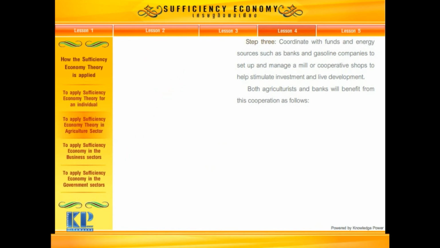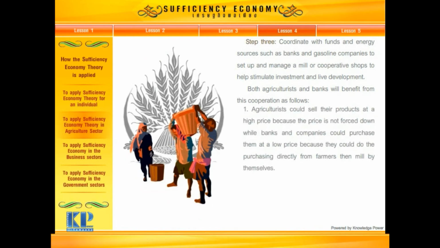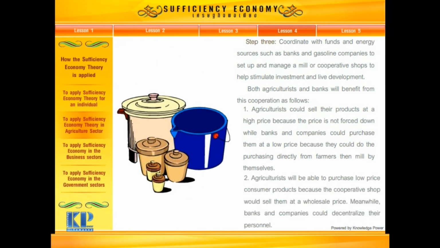1. Agriculturists could sell their products at a high price because the price is not forced down, while banks and companies could purchase them at a low price because they could do the purchasing directly from farmers, then mill by themselves. 2. Agriculturists will be able to purchase low-priced consumer products because the cooperative shop would sell them at a wholesale price. Meanwhile, banks and companies could decentralize their personnel.